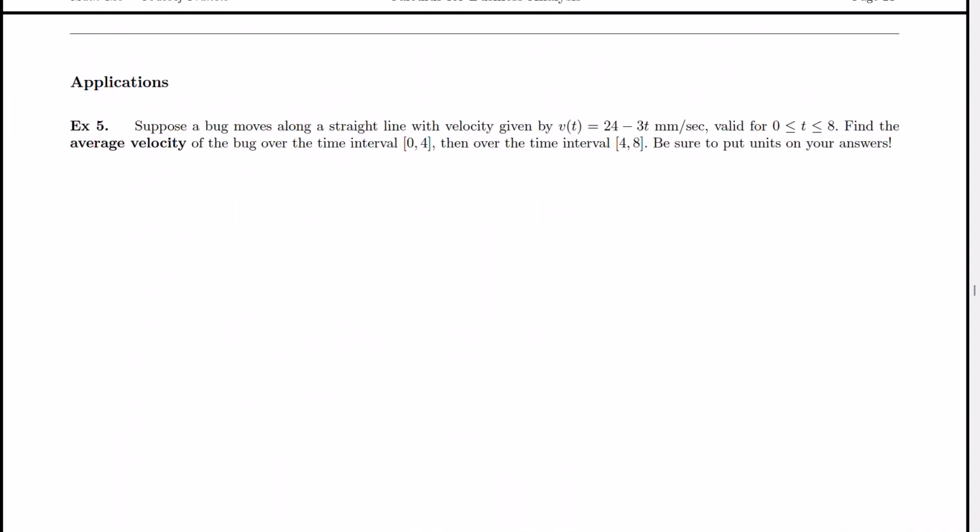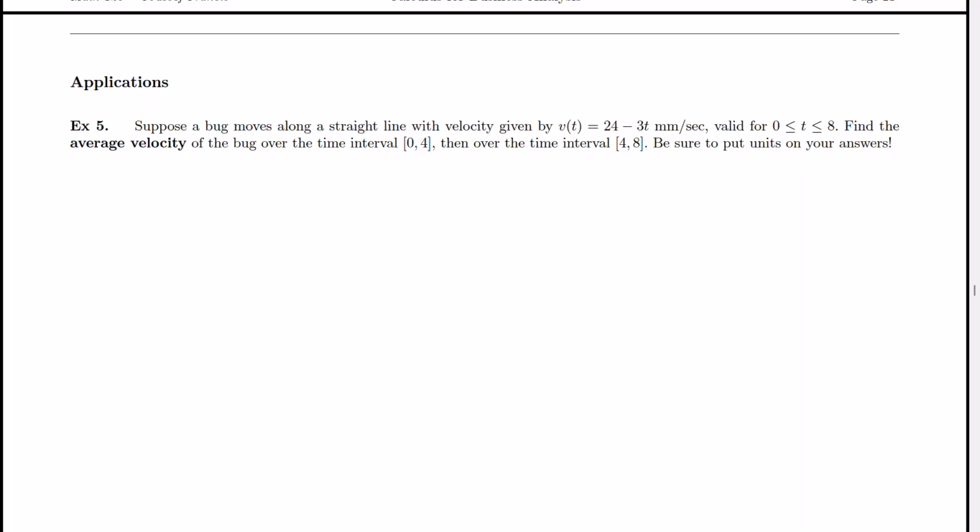Okay, so let's talk about some applications. All these applications, or the next few applications that we're going to do, are going to again use the fundamental theorem of calculus in one way or another. And in example number 5, it says, suppose a bug moves along a straight line with velocity given by the velocity function 24 minus 3t millimeters per second. So this is how this function is describing the velocity of the bug that's moving along a straight line.